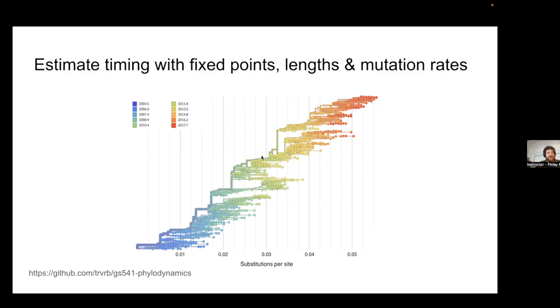Again, with a high mutation rate, we're going to have lots of very short branches potentially, even when they have a lot of changes. With a very slow mutation rate, the branches that previously were very long, that had lots of mutations on them, are going to be potentially very, very long, right?